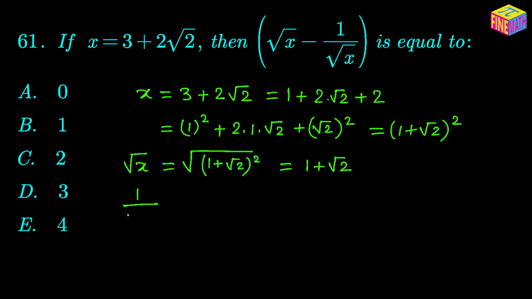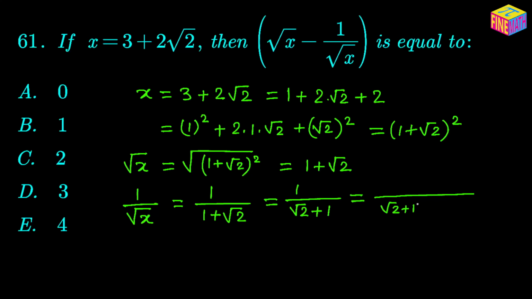So 1 over square root of x can be written as 1 over 1 plus square root of 2. We can also write it as 1 over square root of 2 plus 1. And if we rationalize the radical expression here, we can multiply both the numerator and the denominator by the conjugate of it. So this can be written as square root of 2 plus 1 times square root of 2 minus 1. That's the rationalizing factor here, and in the numerator also we can multiply that by square root of 2 minus 1.